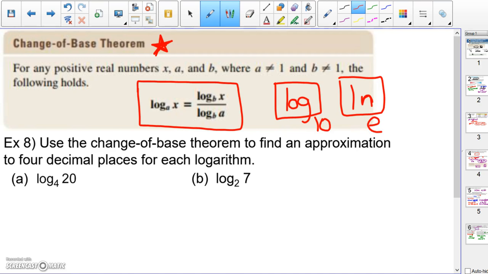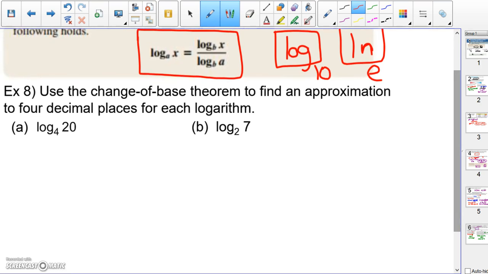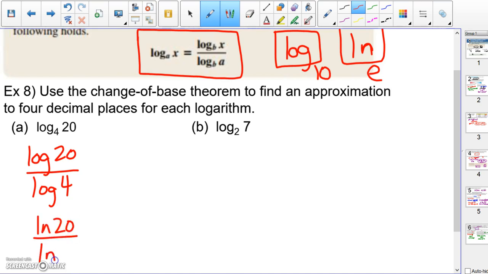Example 8 says, use the change of base theorem to find an approximation to 4 decimal places. So when I see log base 4 of 20, all this formula says is that I can go log 20 over log 4. So I changed it into log base 10: log base 10 of 20 over log base 10 of 4. Or you can actually do the same thing with the natural log, and it would give you the same exact result. So your choice, one or the other. I like log. Some other people like ln.